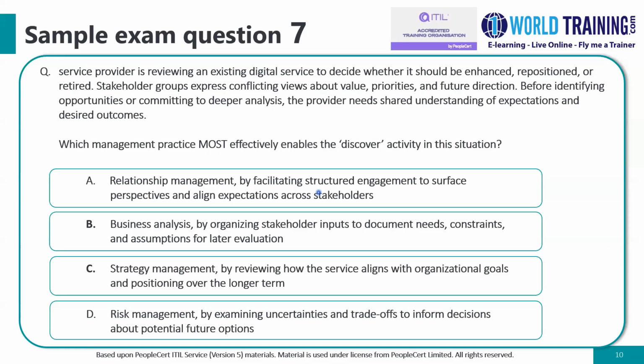A, relationship management by facilitating structured engagement to surface perspectives and align expectations across stakeholders. B, business analysis by organizing stakeholder inputs to document needs, constraints, and assumptions for later evaluation. C, strategy management by reviewing how the service aligns with organizational goals and positioning over the longer term, or D, risk management by examining uncertainties and trade-offs to inform decisions about potential future options.